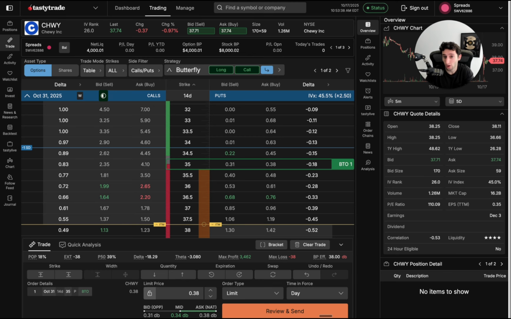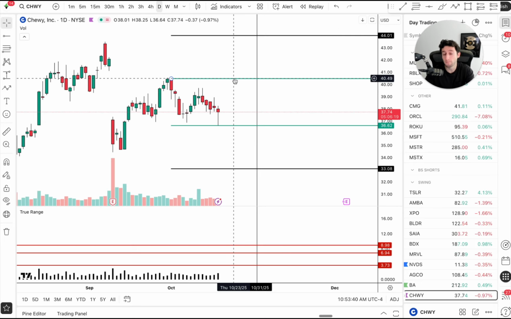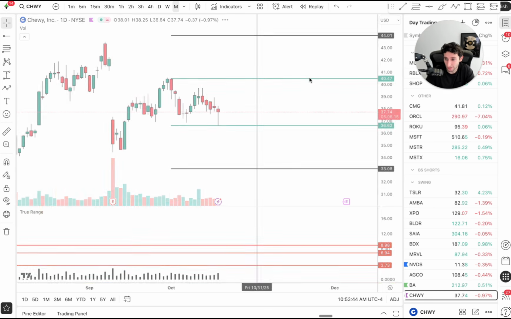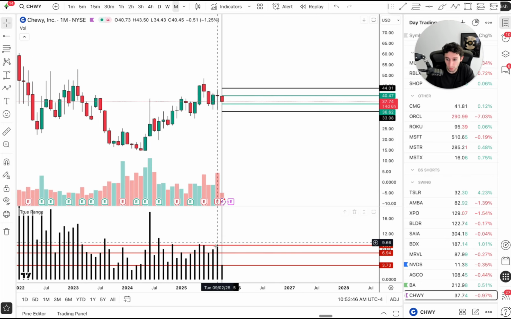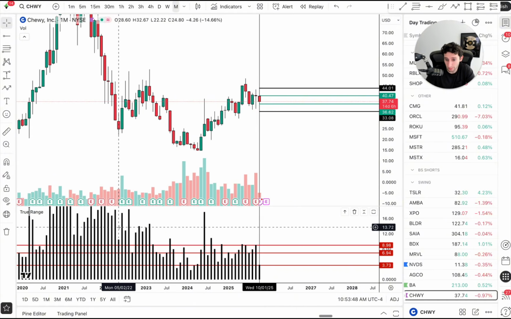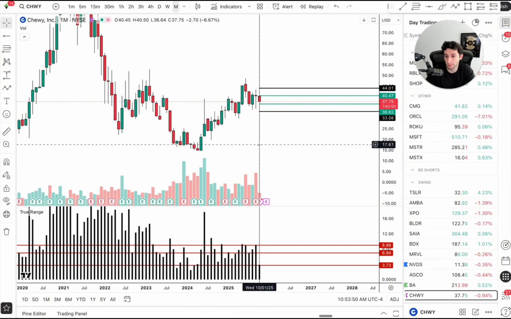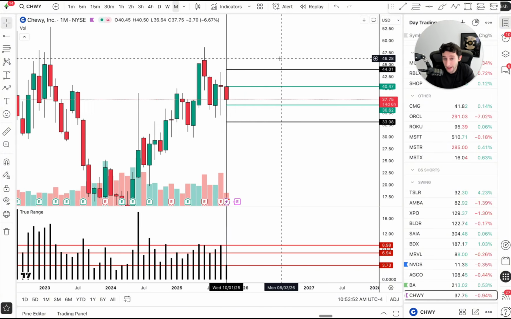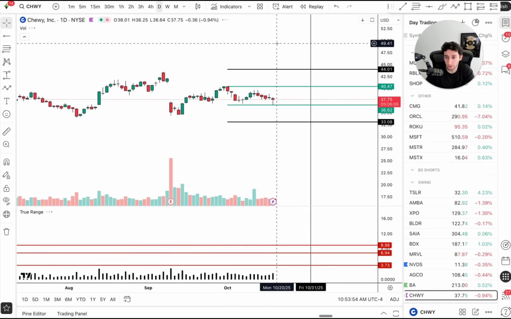If Chewy, all it has to do is hit its typical monthly range, which is not out of the ordinary. It's not crazy, right? Because typically, we've seen it get to 7, 8 points. Sometimes it gets closer to 13, 15 point ranges way back here. So it's nothing out of the ordinary for a move like this to happen.